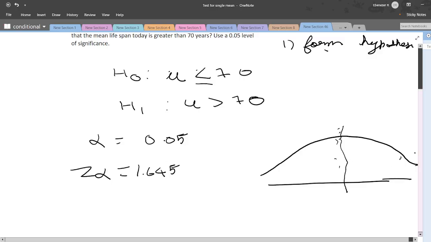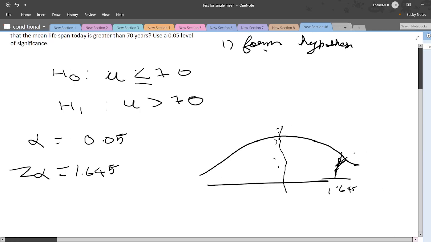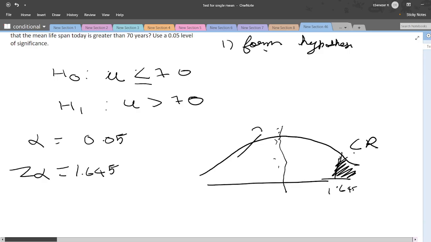That means over here, this is 1.645. So it means that this is the critical region, and this is the acceptance region. This is the critical region. This is the acceptance region.